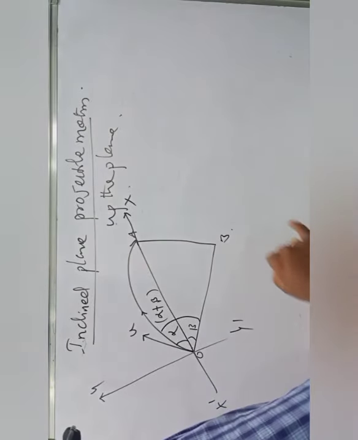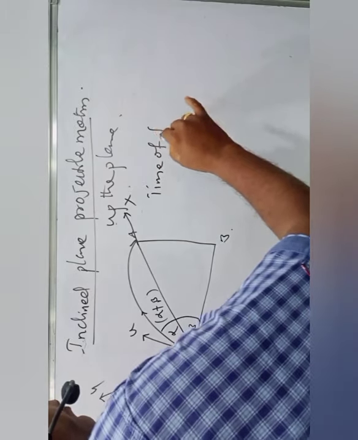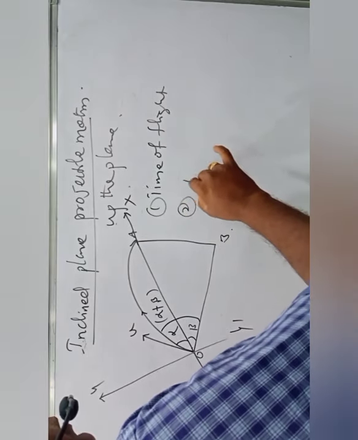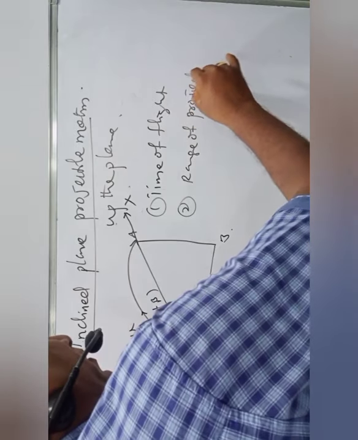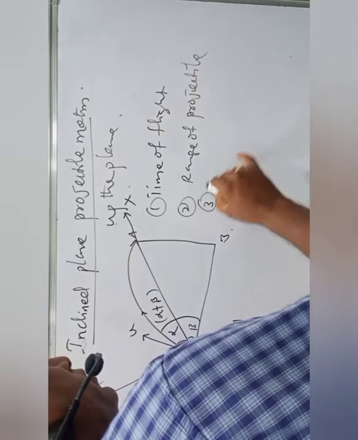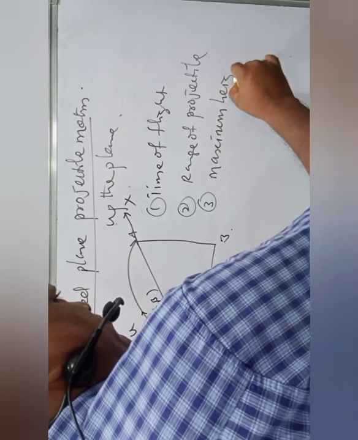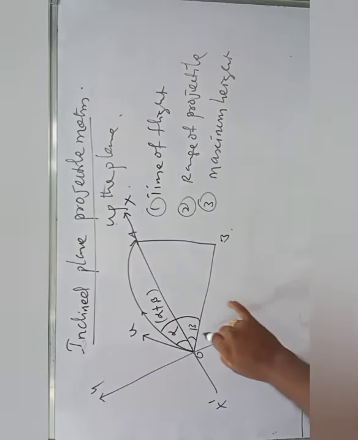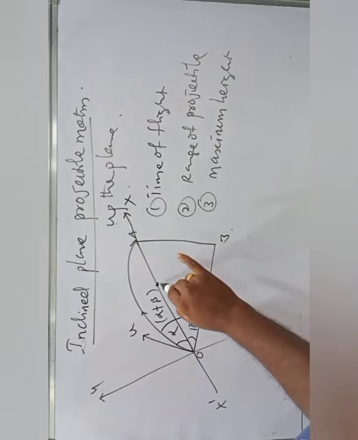Now we have to calculate the time of flight for the inclined plane projectile. Next, range of projectile. Third one is maximum height of projectile. To calculate all these things, first you should resolve the initial velocity and the acceleration due to gravity into components.